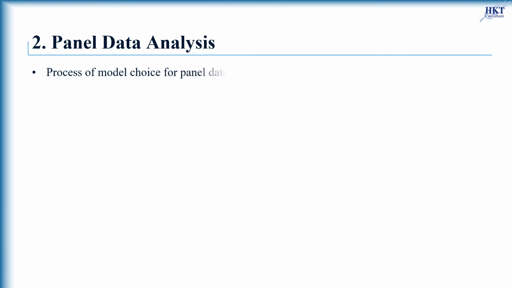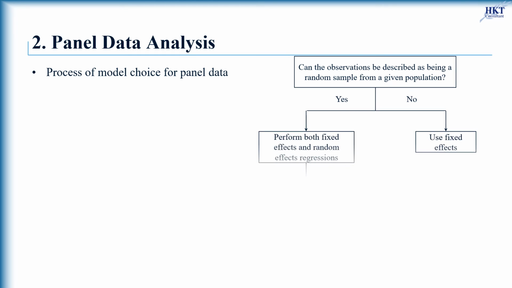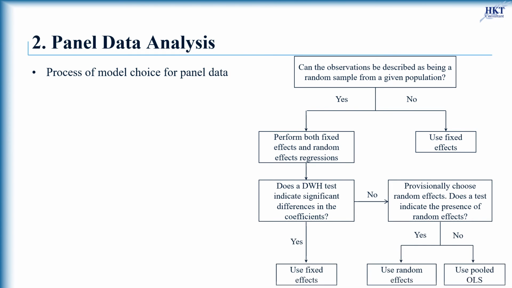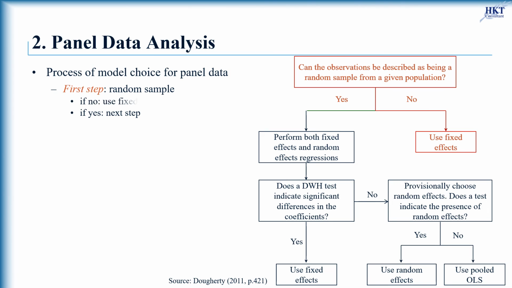For panel data, we must justify our model choice among three ones: pooled-OLS model, random effects model, and fixed effects model. The process of selecting the regression model for panel data is discussed in researches of Doherty and Torres-Reina as depicted in this figure. Specifically, the process begins with considering whether the observations are a random sample from a given population, that is a subset of individuals randomly selected by researchers to represent an entire group as a whole. In this first step, if these observations are a random sample, we perform the next step, otherwise we use the fixed effects model as the final decision.